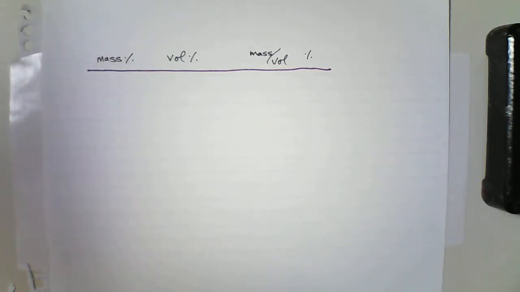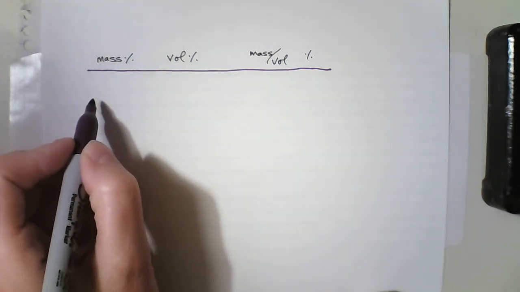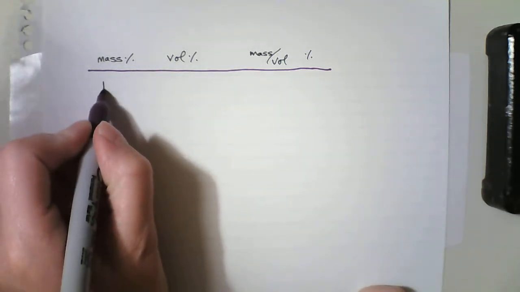Let's do a little bit of practice with mass percent, volume percent, and mass over volume percent. These are different ways to characterize the concentration of a solution, and we'll see this quite a lot. So let's take a common example that you might run into at the hardware store.